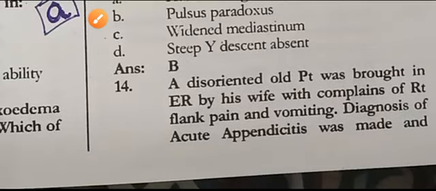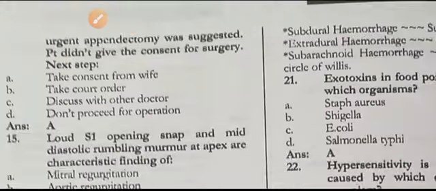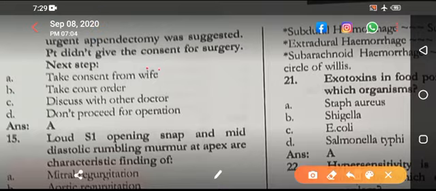A disoriented patient was brought to the ER by his wife with complaints of right flank pain and vomiting. Now you have diagnosed the patient with acute appendicitis, and the patient is unable to give you consent for surgery. So you can take consent from the closest person to him. So the answer over here is to take consent from the wife.